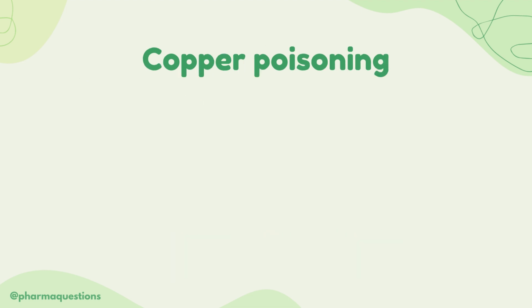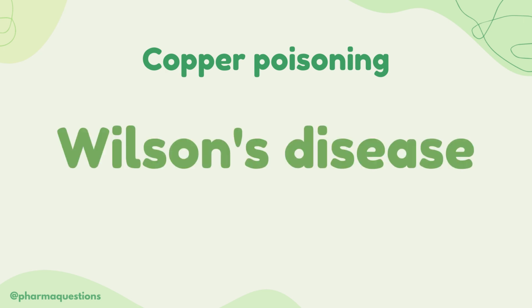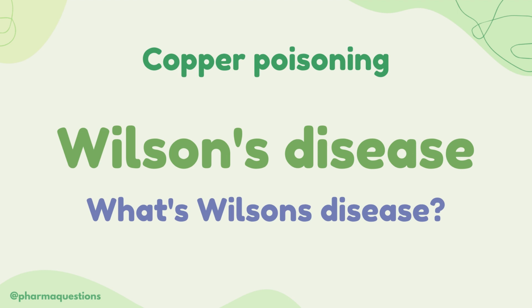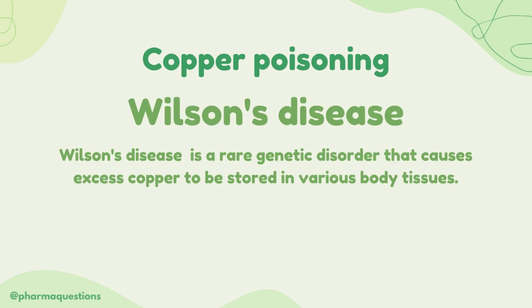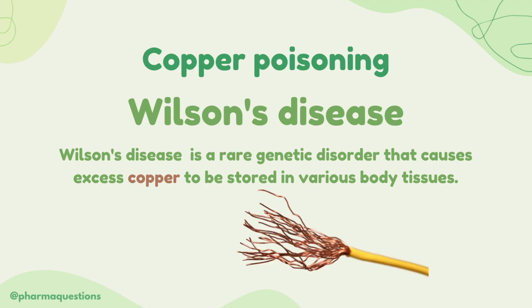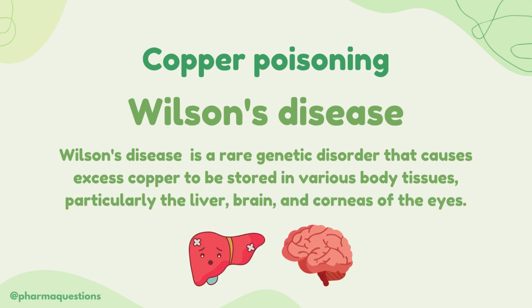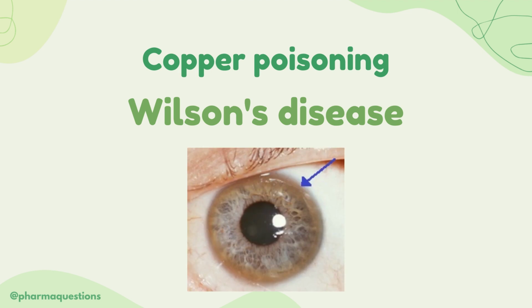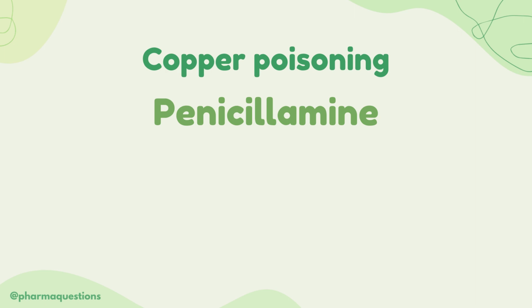The next drug we'll take a look at is copper poisoning. One of the ways in which this can occur is in Wilson's disease. Wilson's disease is a rare genetic disorder that causes excess copper to be stored in various body tissues, particularly in the liver, the brain and the corneas of the eyes, as shown in the image. The antidote for copper poisoning is penicillamine. And now that you know more about copper poisoning, it should be easier to remember the antidote.